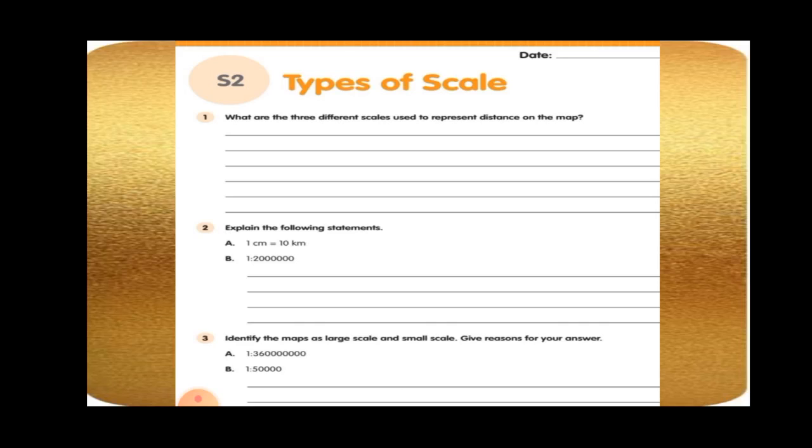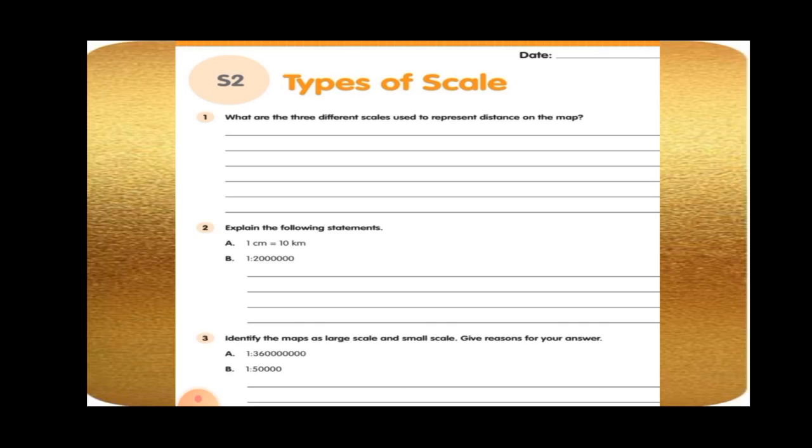What is the question number 3? Identify the maps as large scale and small scale. Also, you have to give reasons for your answer. The first, A, is 1 is equal to 36 crore. So 1 centimeter represents 36 crore centimeter, which is equal to 3600 kilometer. This means that the map shows a large area with less detail. Hence, it is a small scale map.